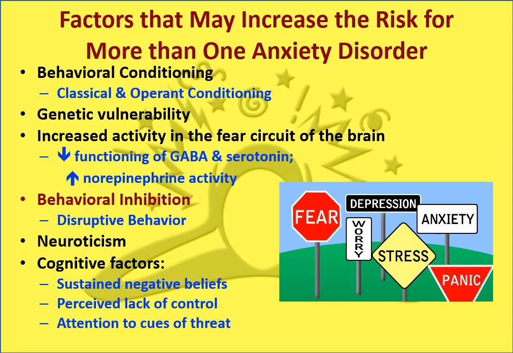So what increases the risk of having more than one? We're back to conditioning. We know that. There's some genetic vulnerability. We don't know how much, but it's not more than 50-50 in most cases, and it's probably less. But it gets tied in with that conditioning. There's behavioral inhibition. Okay, that's where you have a disruptive behavior that again gets conditioned. There's neuroticism, constant worry about things, and then negative thinking as opposed to positive thinking. Sustained negative beliefs, perceived lack of control, and increased attention to threat cues or hypervigilance.